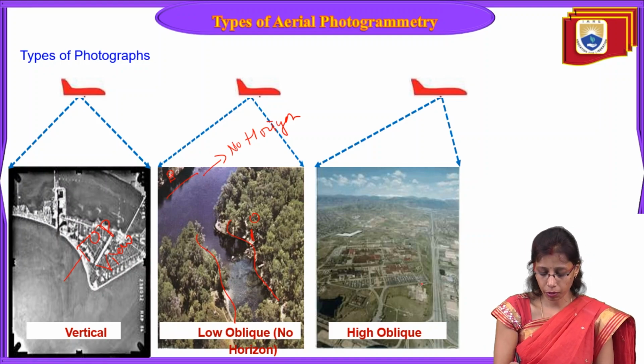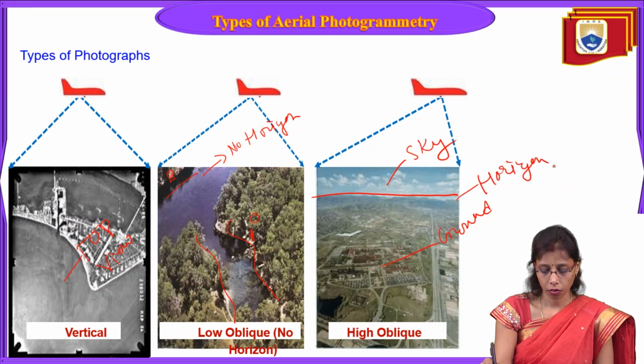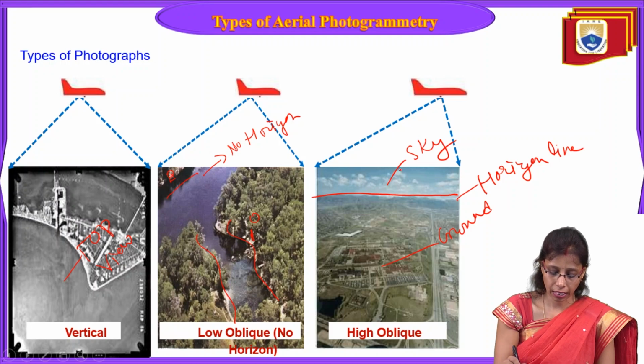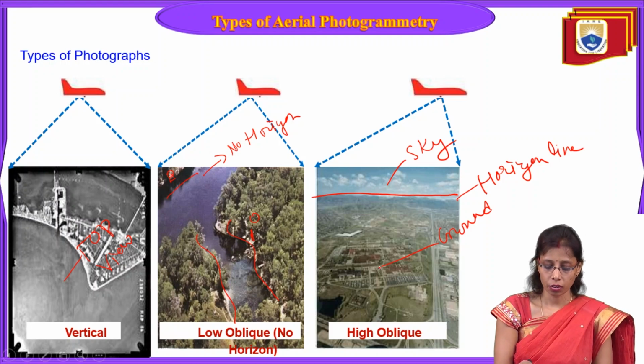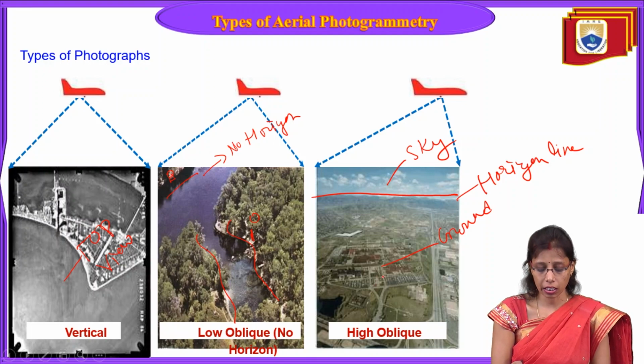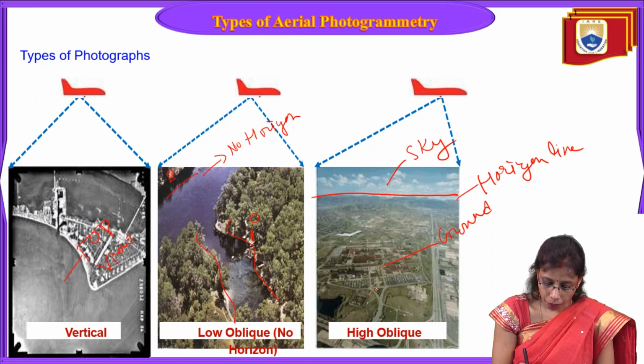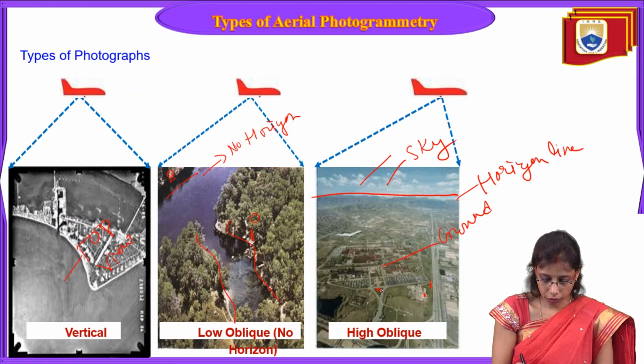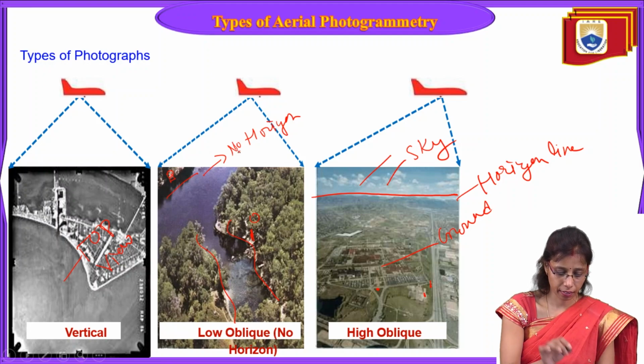Whereas if you see the high oblique photograph, you have a clear sky visible here, and this is ground. This is the horizon line which separates the sky and the ground both. So it is the wide view it captures with an inclined angle of 60 degrees, where you can see the top, you can see the side, you can see the sky, you can see the ground. Here there is no sky, here there is no sky.